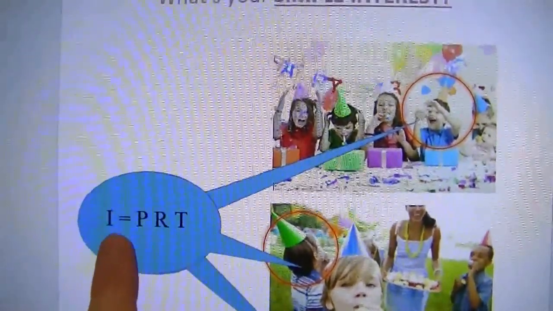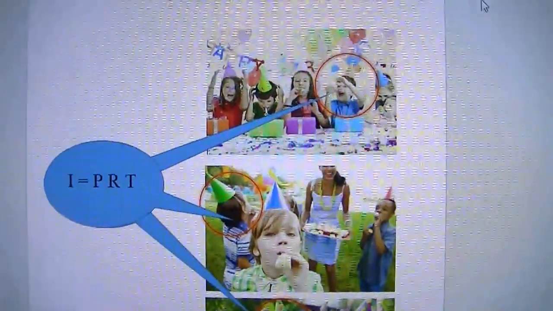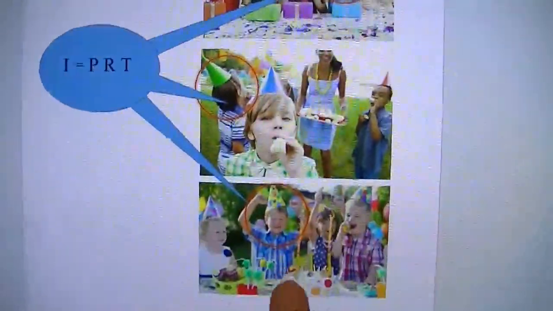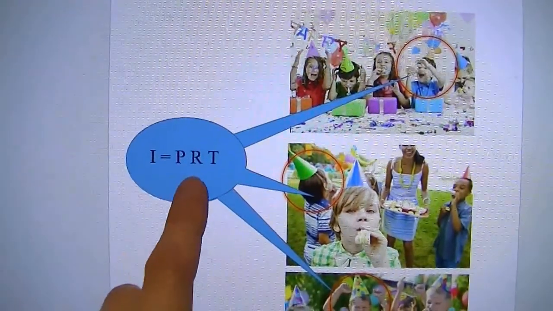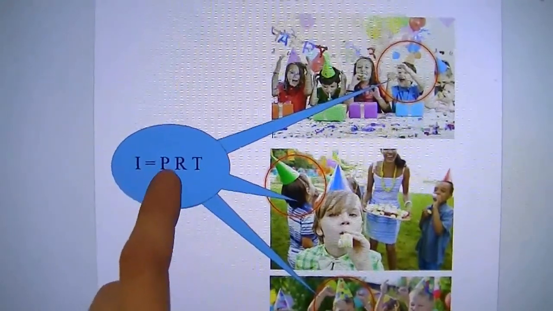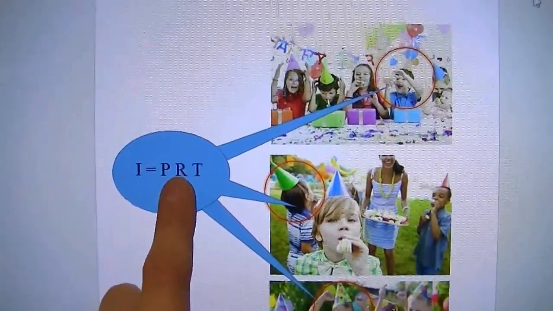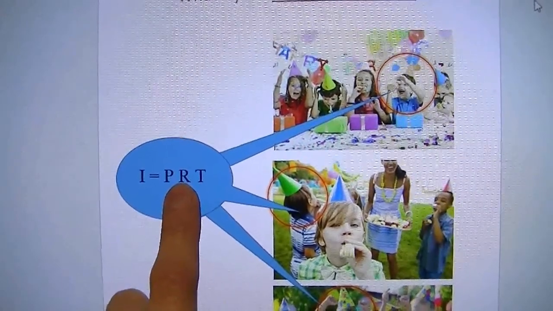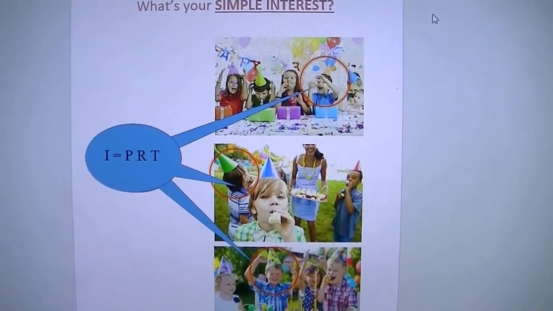Let me explain myself. See the I party. I know it's silly how I remember it, but that's just how I remember it. Because of this kid right here, when he would reply to this question, what's your simple interest? He says, I party. I, which is the interest, is equal to the principal, which is the original amount, times that rate, written as a decimal, times the time in years. If that helps you, awesome.